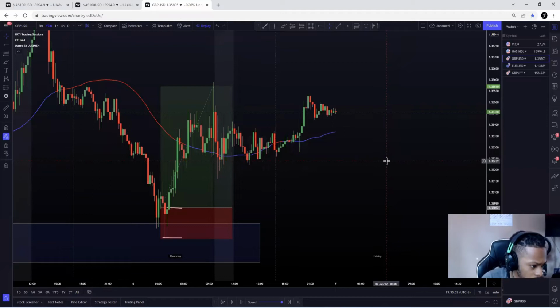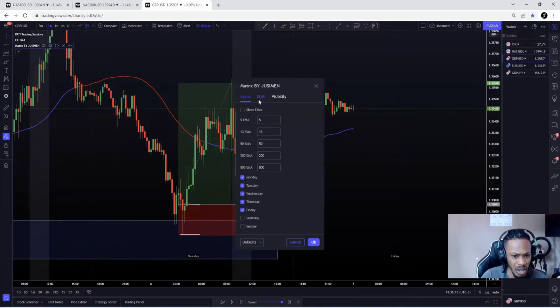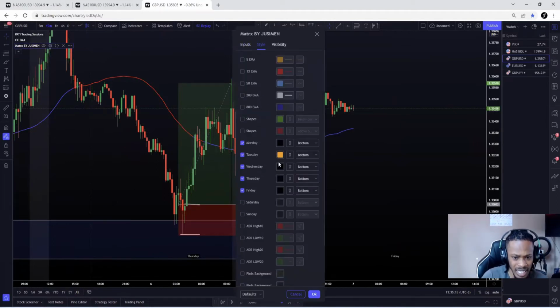What's the indicator that shows the days? It's called Matrix by Jessamine. It has a bunch of EMAs on it. I just took it all off. I can show you right now. It's an indicator called Matrix by Jessamine, and it has a bunch of pointless EMAs. Take all that off, and I just keep the days of the week, and that's what I use.